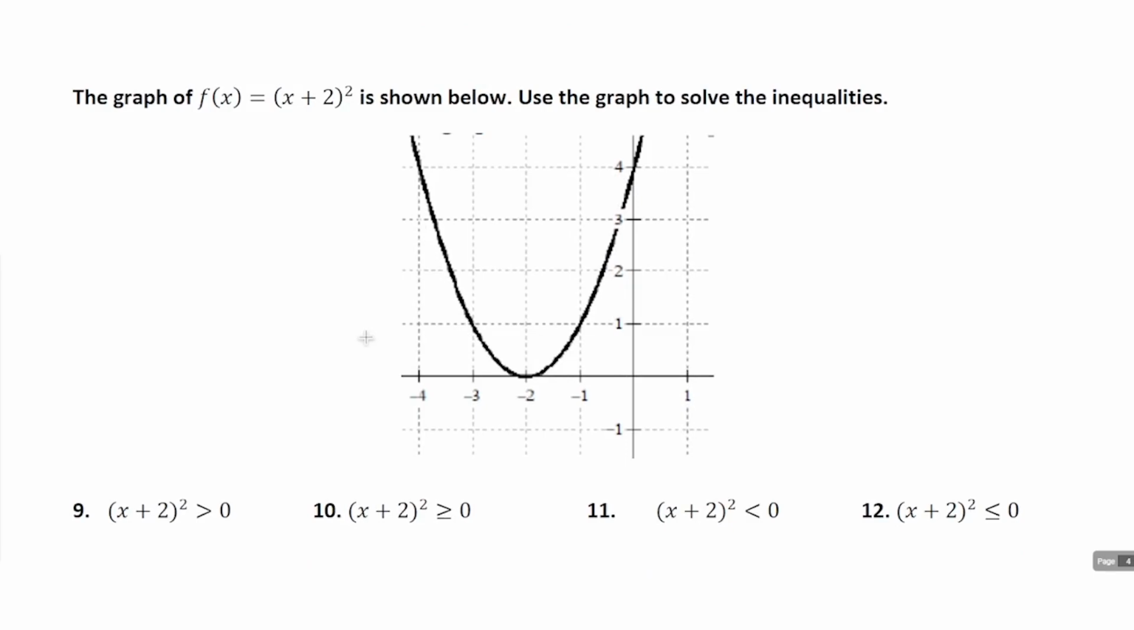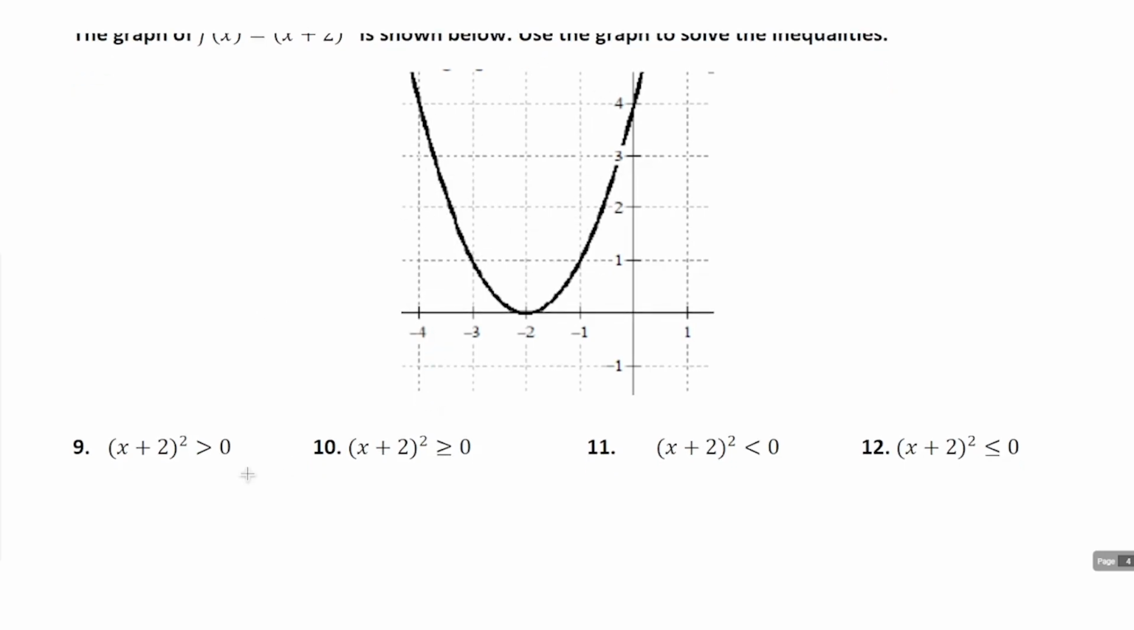Now we're moving back to the inequalities, and so each one of these is referring back to this graph. It says the graph of x plus 2 squared shown below. Okay, so we don't have to worry about graphing. We've got the graph, and we're just going to use it to solve the inequalities. So this says x plus 2 squared is greater than 0. Where is it greater than 0? In other words, where is it above the x-axis?